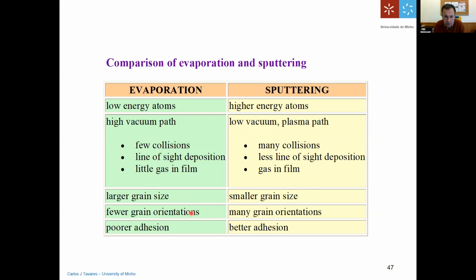The thermally evaporated films have fewer grain orientations, so they are a bit more textured in terms of crystallinity, while in sputtering you produce polycrystalline films. Okay, and there is better adhesion for sputtering because you have higher energy atoms which are producing the film.